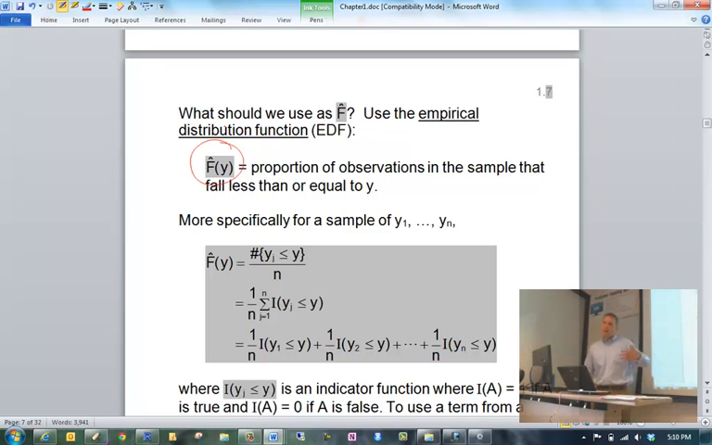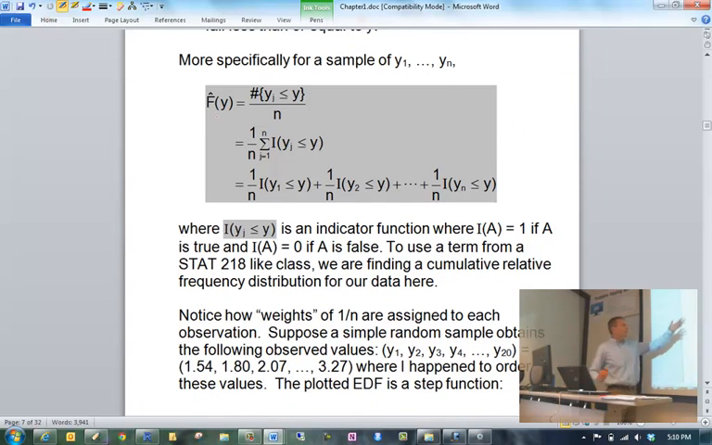If we want to put it a little bit more in equation form, let's look at it this way. Let's say I have a sample y1 to yn, and F hat of y is just simply the number of these y sub j's, and these y sub j's come from up there, that are less than or equal to, let's say, like 3, or 4, or 3.5, whatever your value of y is that you're evaluating the EDF at, divided by your total sample size. A little bit more of a mathematical context, then we could use the indicator function.